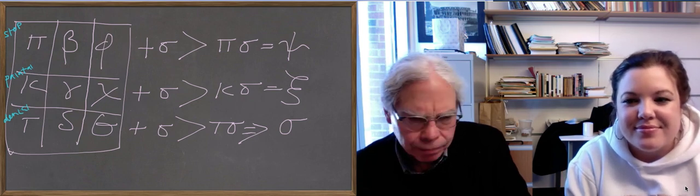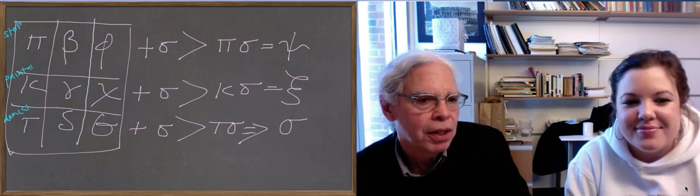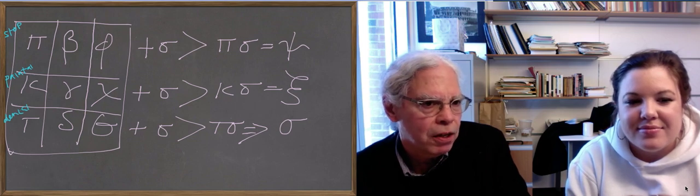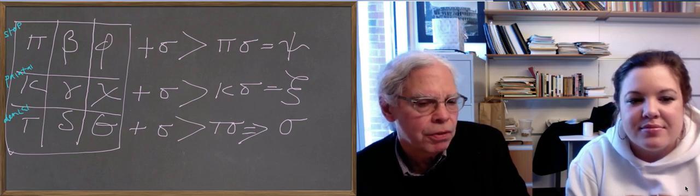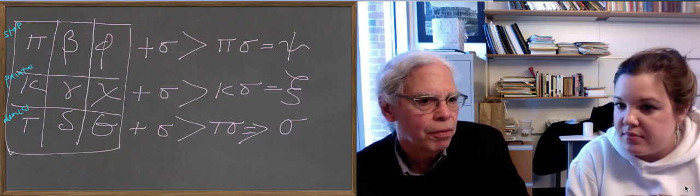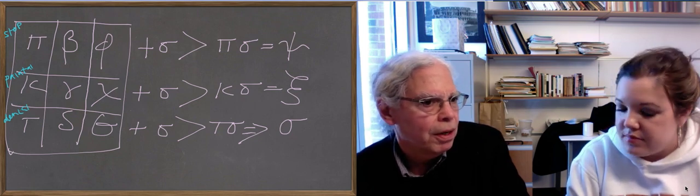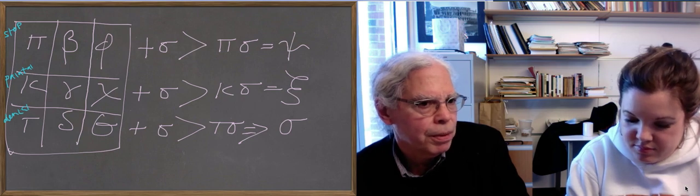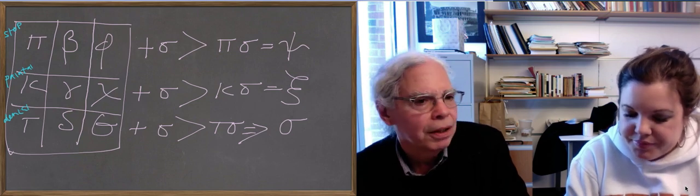Those are the dentals, okay? And notice what happens in each case. Whether it's a pi or a beta or a phi, when you add sigma to it, it turns into pi plus sigma, or psi. In other words, it becomes the first one in the column. What the sigma does is to devoice and deaspirate. In the case of pi, it doesn't change, okay?